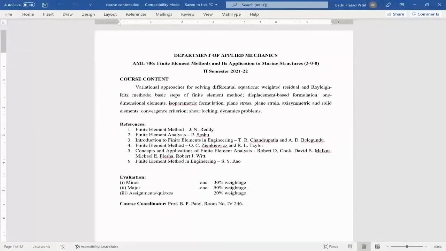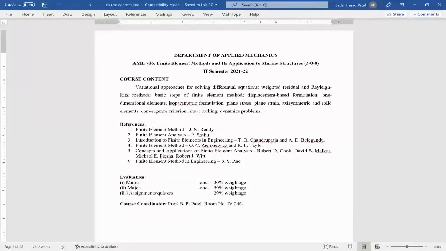And then we will move on to finite element. The basic steps of the finite element method, that is, the steps involved in the overall finite element procedure. Mainly we will be discussing the displacement based formulation. In the displacement based formulation we will discuss one dimensional elements: truss element, beam element, frame element.